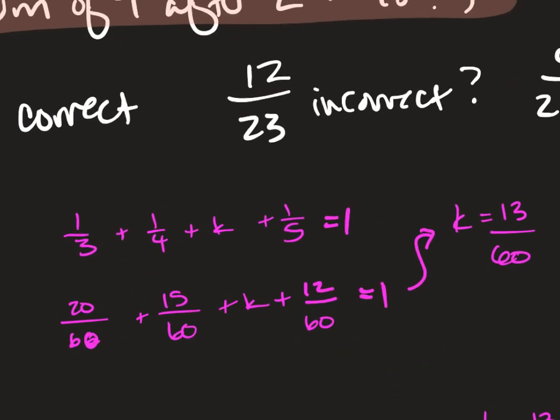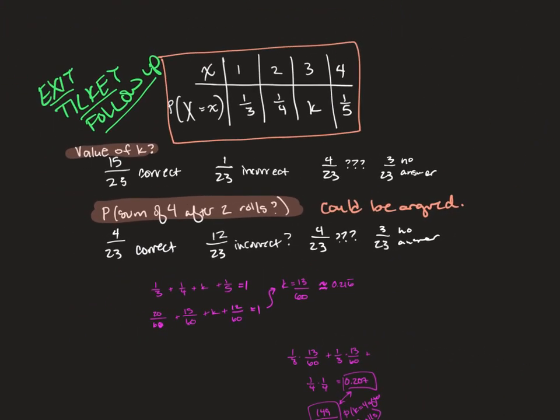You could definitely transfer to decimals if that's easier for you, or you could get a common denominator, which is 60. So work it all out, and you should end up getting that k is 13 out of 60, basically. Long story short. Okay. That one people did pretty well with.